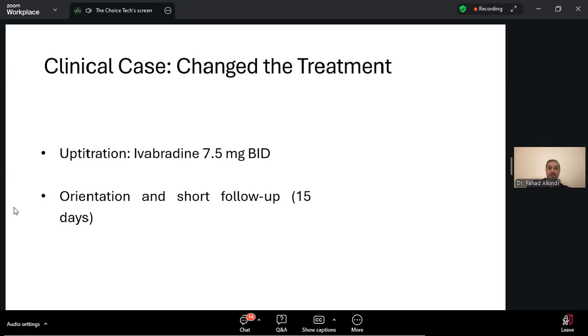Still slides on. Still struggling moving the slides here.